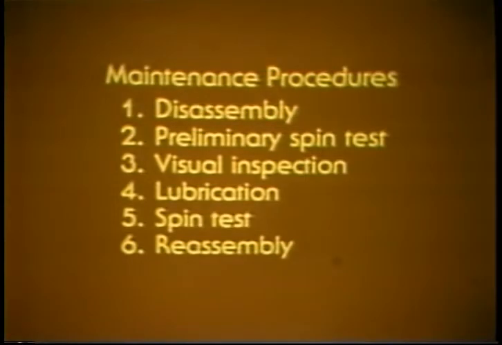Brands and types of turbine meters will differ slightly, but in general, the field inspection should consist of 6 main procedures. They are: 1. Disassembling the meter. 2. Performing a preliminary spin test. 3. Visually inspecting the meter and its components. 4. Lubricating the bearing if necessary. 5. Performing a final spin test. And 6. Reassembling the meter.